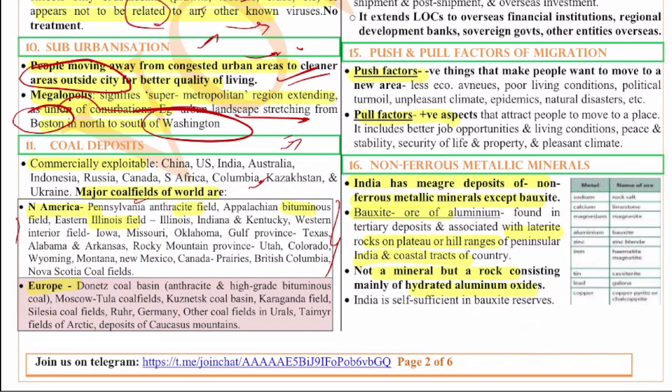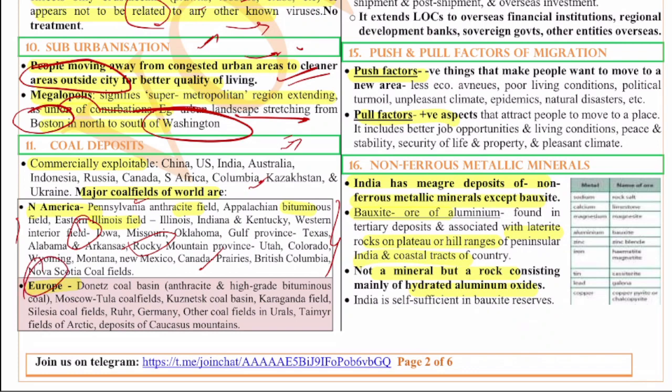Just go through them. There's nothing much to explain here, because just take a map and try to identify them. That is the best way to remember these things, because generally these things won't be asked in the prelims, but sometimes we never know. They might ask a certain area name, and we should be able to at least know in which continent or in which country that is. That is about North America.